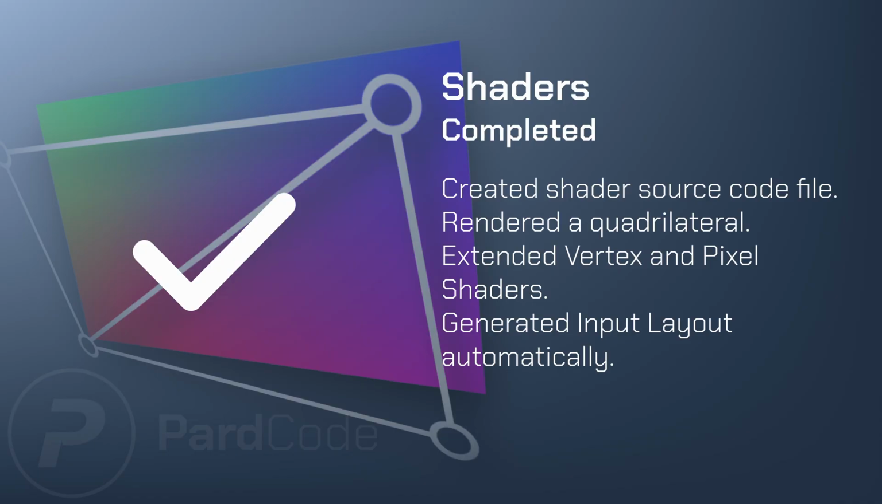Finally, we looked at how to automatically generate the input layout required by the graphics pipeline using a very useful function called D3DReflect, which allowed us to extract all the necessary information directly from the shader bytecode. Next time, we will explore how to create animations using a constant buffer.